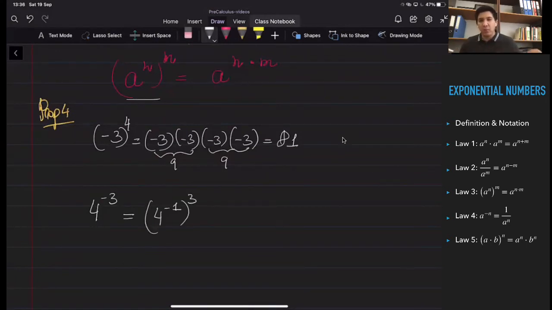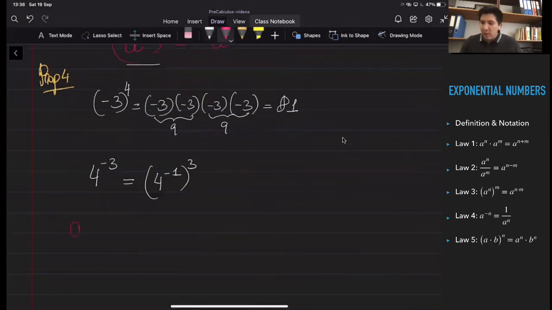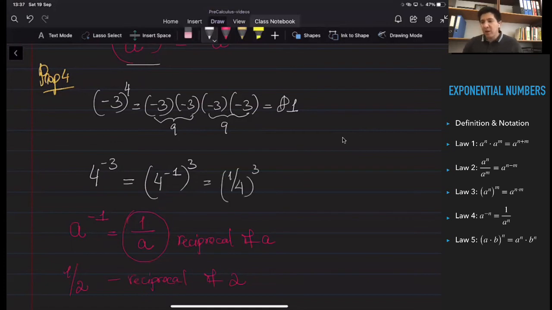This is really important, because I know what 4 to the power of minus 1 is. Any number a to the power of minus 1 is going to be 1 over a, and this number is called the reciprocal of a. For example, if I ask what's the reciprocal of 2, 1 over 2 is the reciprocal of 2. So now we know that 4 to the power of minus 1 is equal to 1 over 4. So this number to the power of 3 is simply 1 over 4 times 1 over 4 times 1 over 4, and we can do our calculations.